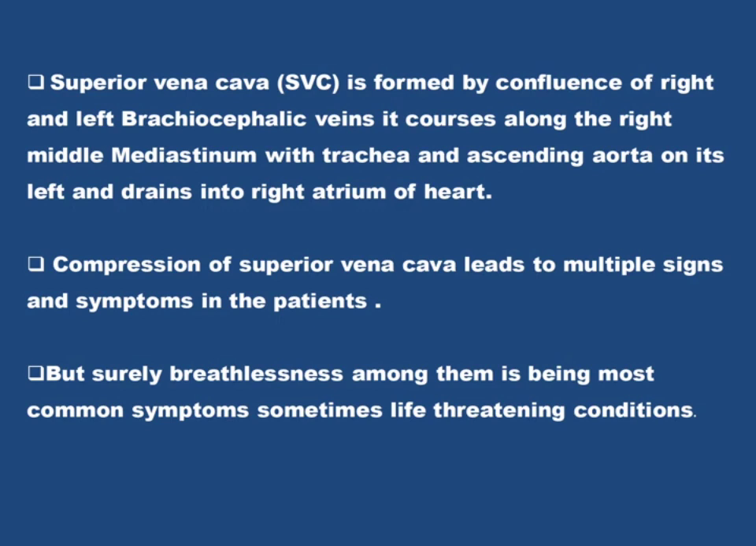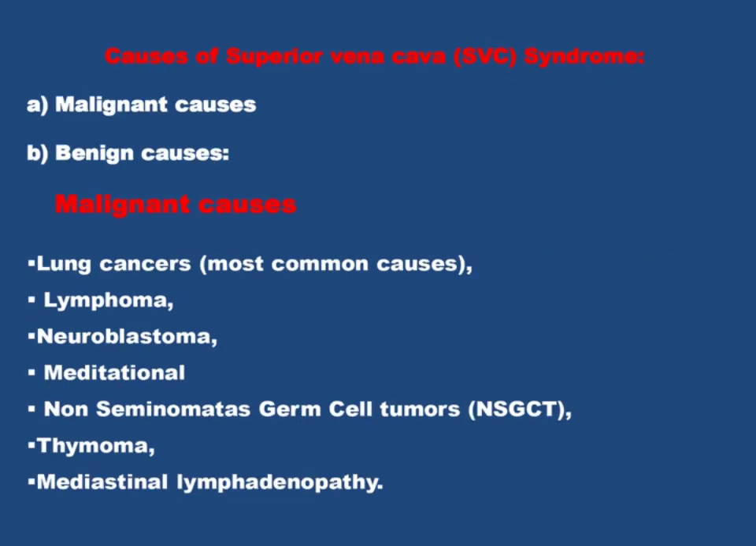The causes of superior vena cava syndrome can be categorized into malignant causes and benign causes. Among the malignant causes, lung cancer is the most common, particularly those arising from a proximal bronchial lesion, more commonly small cell carcinoma. The second most common malignant cause is lymphoma, where a large mediastinal lymph node of a lymphoma causes superior vena cava syndrome.